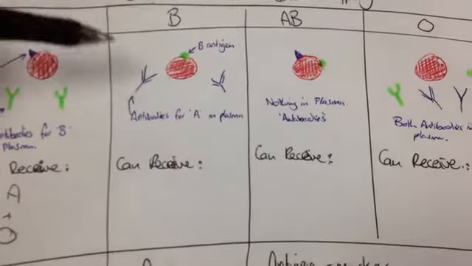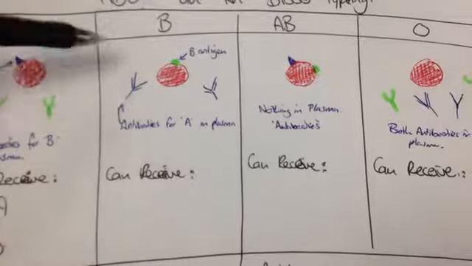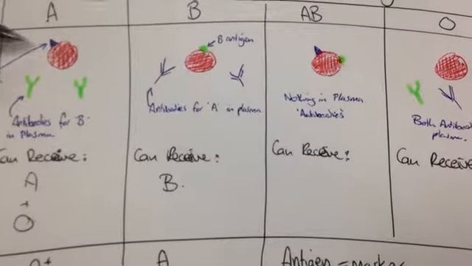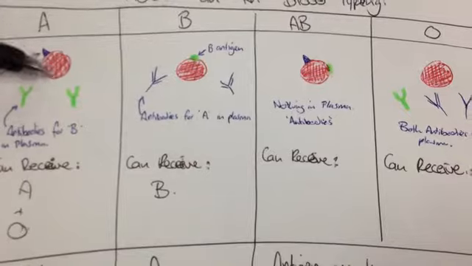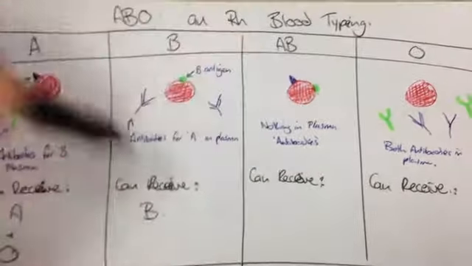So we'll go through and do B. B's got a B antigen, and therefore he's got A antibodies. So we could give him B, because it's his own blood, that's fine. Could we give him A? Well, we couldn't, because the antibodies would fight against the antigen on A, so we can't give him that. Can we give him AB? We can't give him AB, because of the A antigen on AB. Can we give him O? Sure, we can give him O.